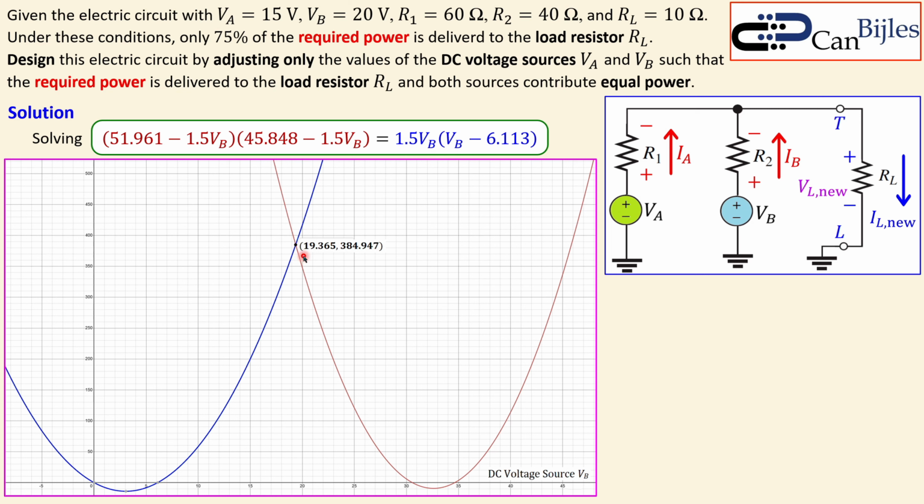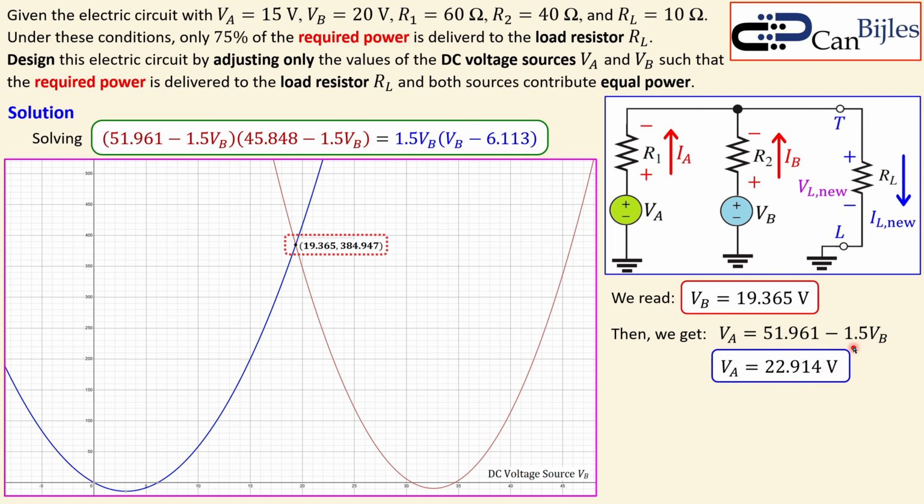That is 19.365, and that is also the value for VB. So we read this value from the plot. And the y value doesn't mean anything, so we don't need it, we only need this x value. Then we get the following. Since we know VB, we can calculate VA, because VA was given by this expression. So we know VA can be calculated once you know VB. So you substitute 1.5 times the 19.365 into that equation, and you get 22.914 volts. So we now have VA and also VB.